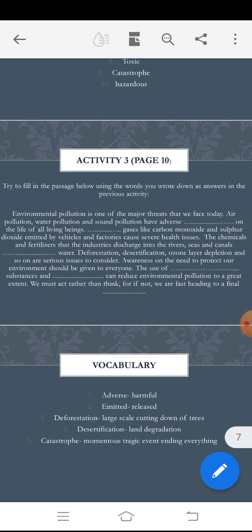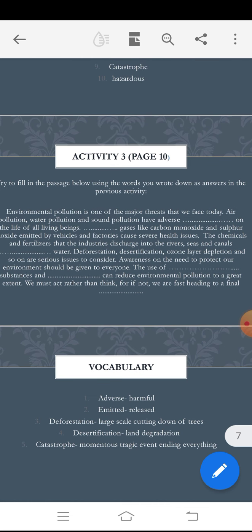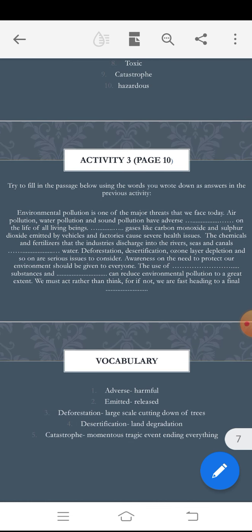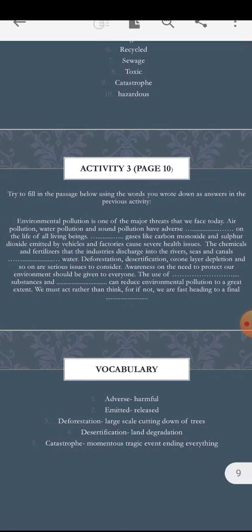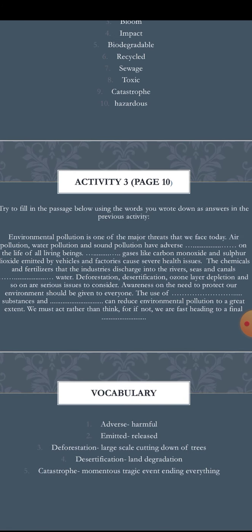Air pollution, water pollution and sound pollution have adverse dash on the life of all living beings. They have an adverse effect. So which was the word that we use in place of effect? It was impact. So the word is impact. Sound pollution have adverse impact on the life of all living beings. Gases like carbon dioxide and sulfur dioxide emitted by vehicles and factories cause severe health issues.